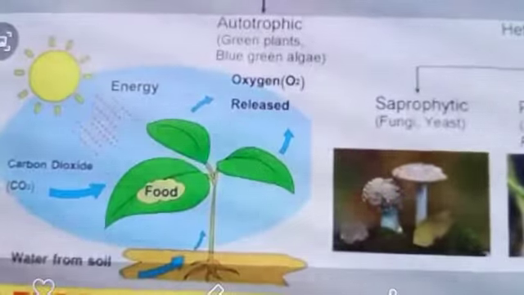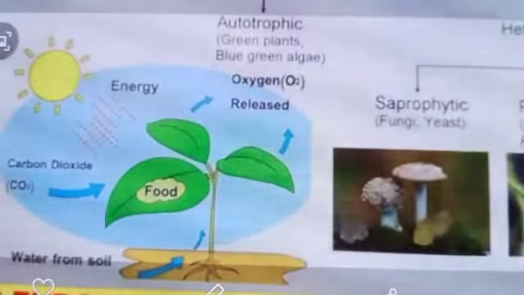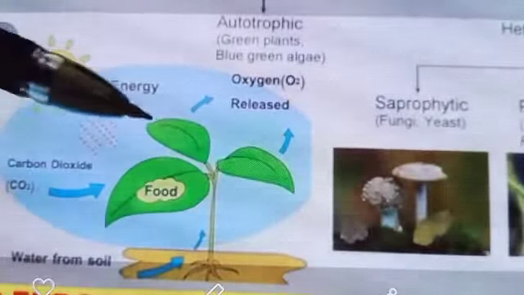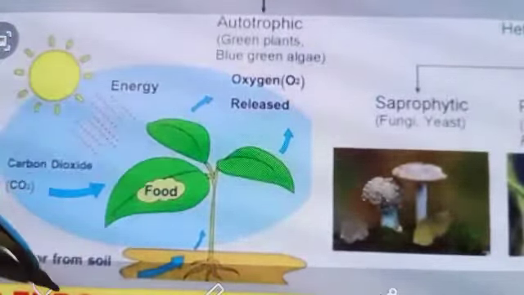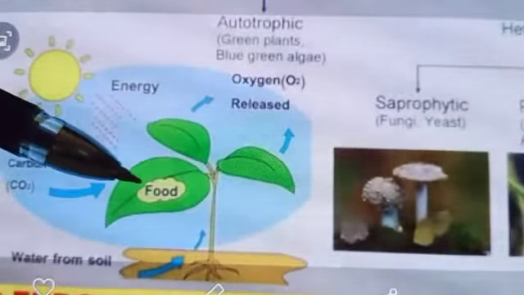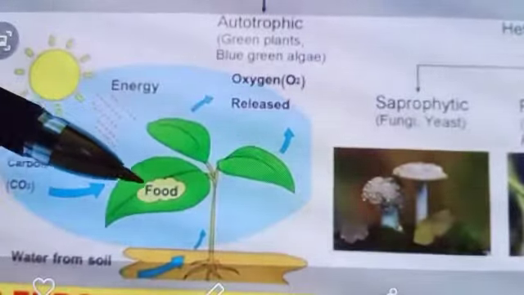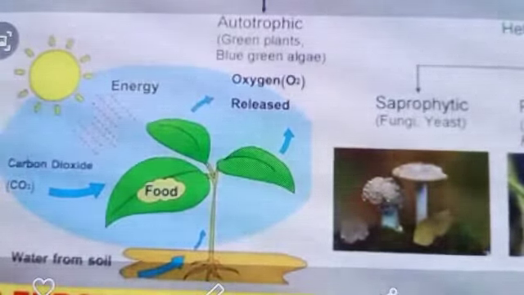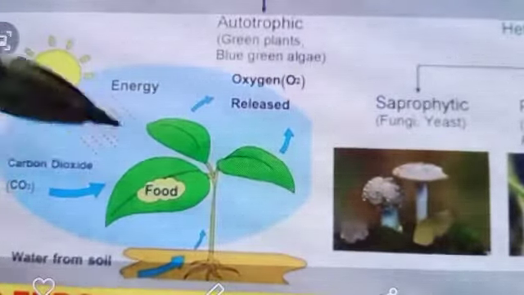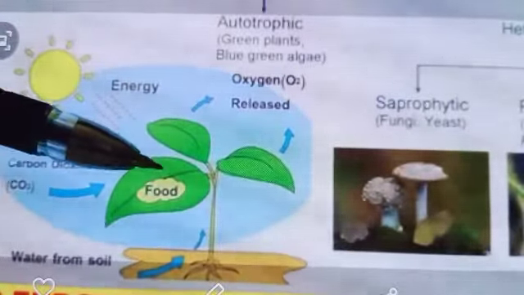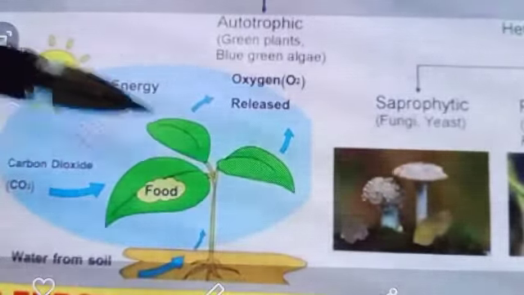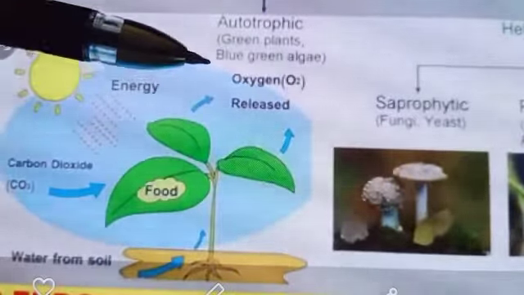So how do the green plants prepare their food? By the use of carbon dioxide and water from the soil, and the energy, that is the sunlight, is very important for the preparation of the food. It is prepared in the green leaves of the plant, in the presence of chlorophyll. With the presence of chlorophyll, the carbon dioxide mixes with water. In the presence of sunlight, it makes what? Carbohydrates. Carbohydrates are nothing but the starch or the glucose, and release of oxygen will take place.